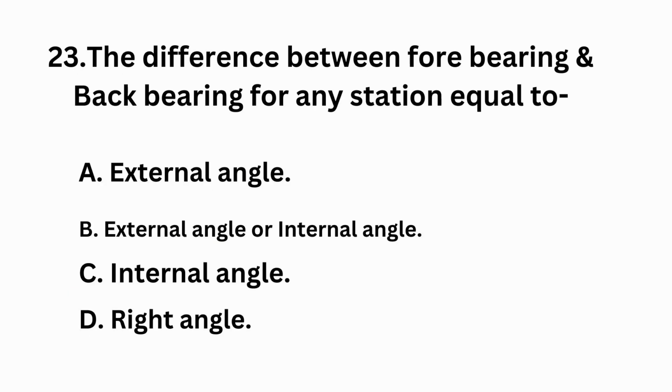Question number 23. The difference between fore bearing and back bearing for any station is equal to A. External angle, B. External or internal angle, C. Internal angle, D. Right angle. So the difference between fore bearing and back bearing for any station is equal to the value of external angle or internal angle, and the sum of fore bearing and back bearing is 180 degrees.